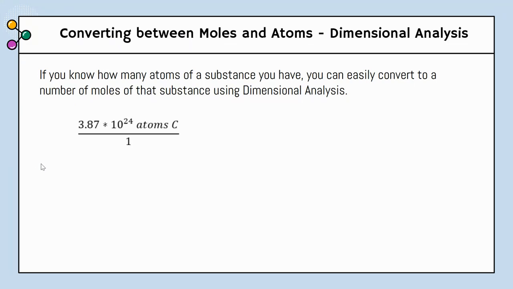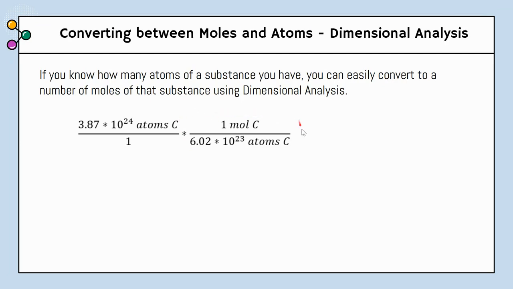For instance, let's say I give you 3.87 times 10 to the 24th atoms of carbon. I'll just pretend I give you a pile of atoms and it's that many atoms. With dimensional analysis, we'll always set up our known amount over 1 with no unit, and I'm going to multiply that by the conversion factor. 1 mole of carbon is equal to 6.02 times 10 to the 23 atoms of carbon.